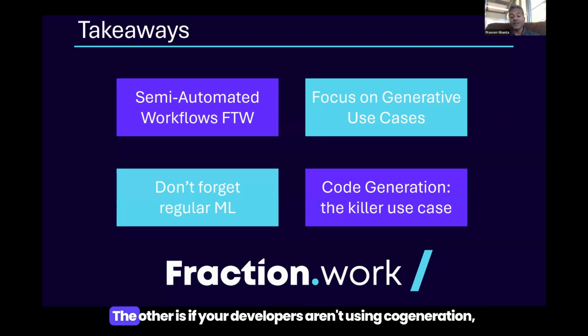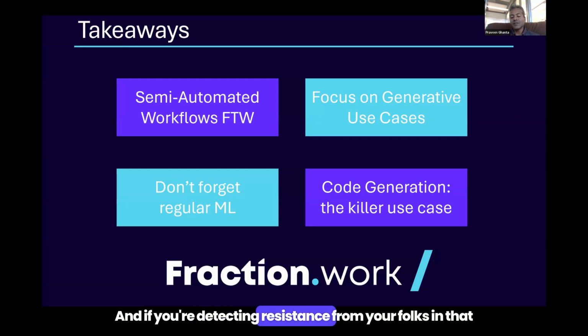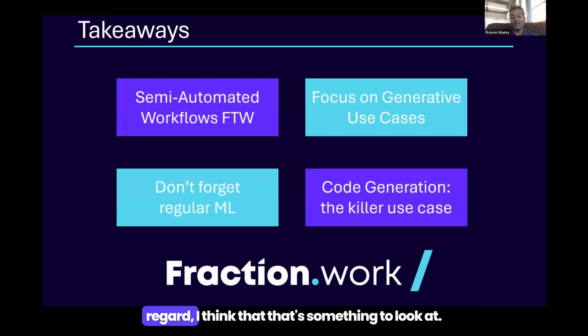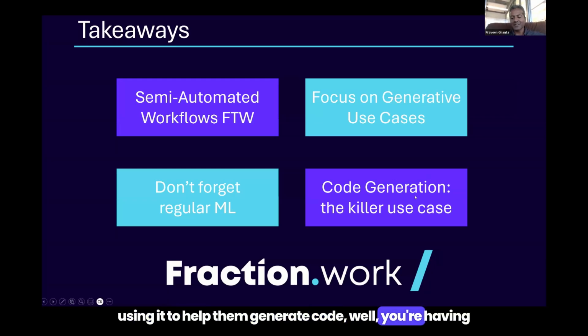So that's one. The other is if your developers aren't using code generation, whether it's Copilot or many of the other tools out there, they need to be. And if you're detecting resistance from your folks in that regard, I think that's something to look at. We're focused on only working with developers that are leveraging those tools to be productive. There are so many ways you can succeed with this technology. But if you get your teams to start by using it to help them generate code, you're having success right out of the gate.